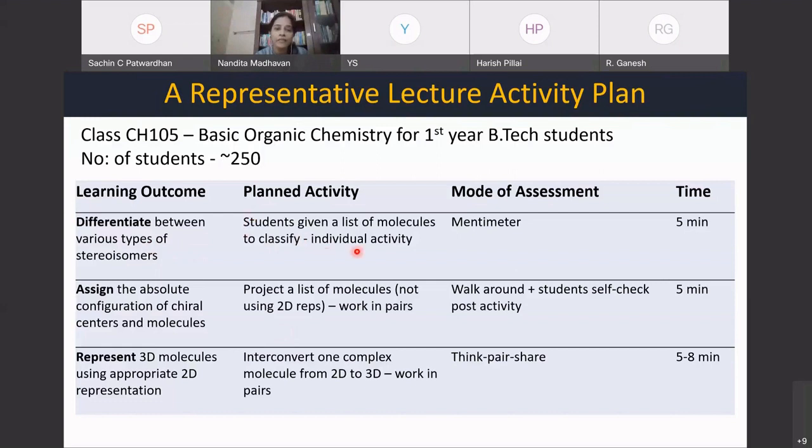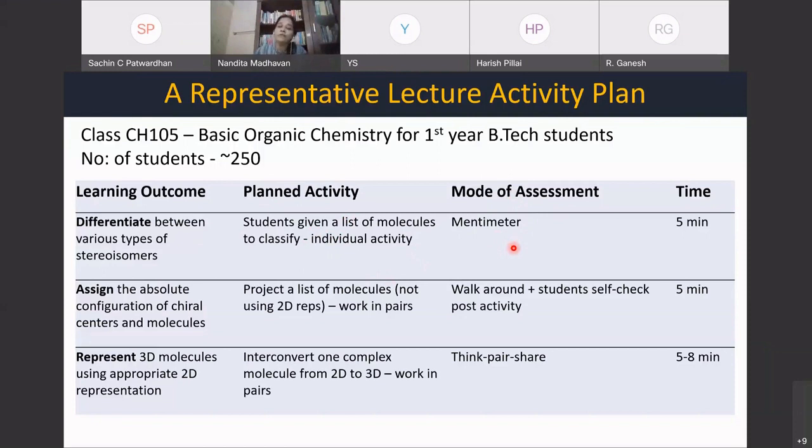Then the activity planned is to help students figure out whether they are achieving this learning outcome. I've picked simple ones so that it will be easy for non-chemists also to get an idea. The learning outcome here is differentiating between various types of stereoisomers. The planned activity is where students are given a list of molecules to classify, and the activity is an individual activity. And the tool used is Mentimeter, which I saw in the videos earlier that you have used for this workshop.